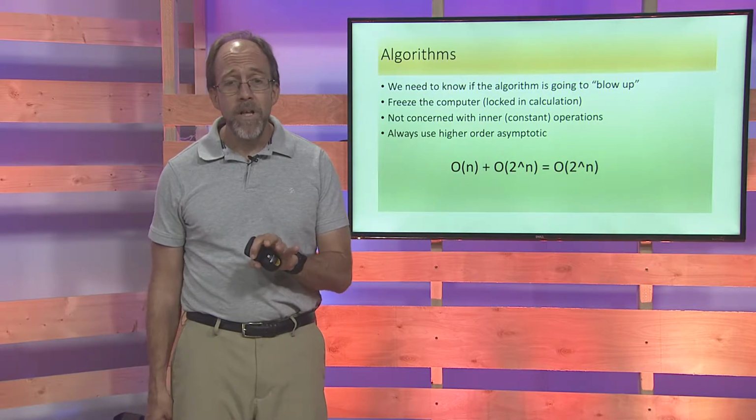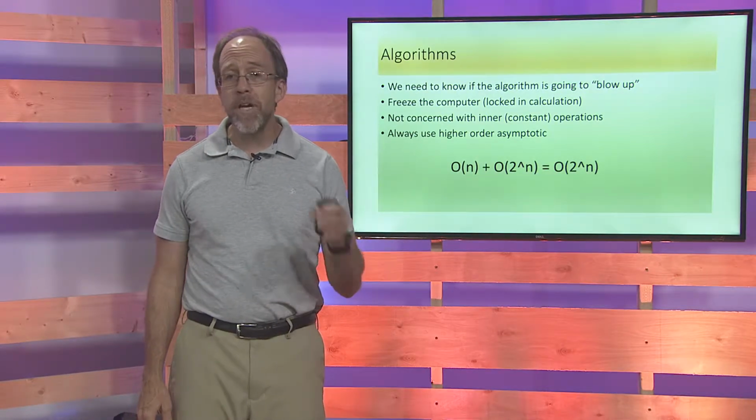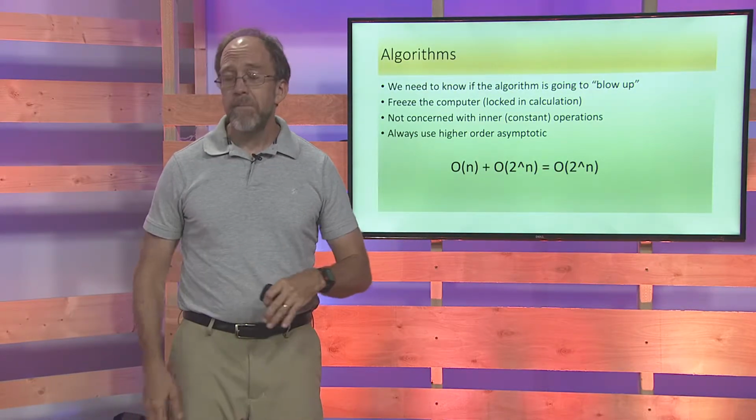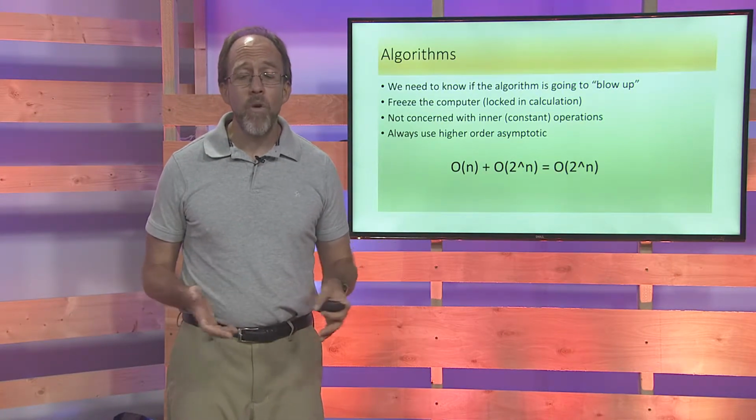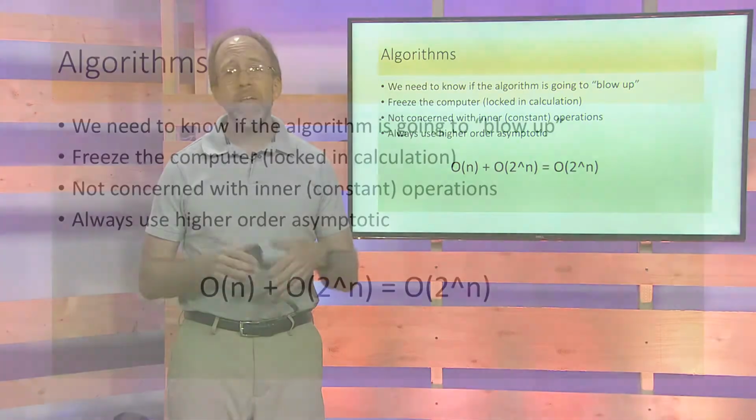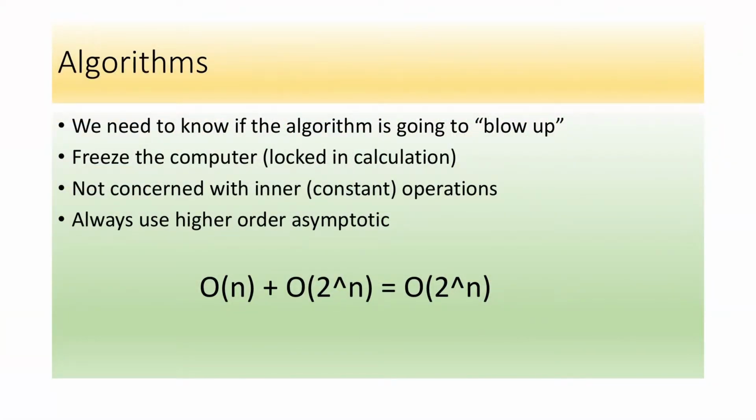So that is the bottom line. You need to know what's going to happen. And what actually happens when you run an algorithm that may be O of 2 to the n, and you put a number that's too large in there, the computer can literally freeze. You don't know what's going on. And that's why we don't care about those other things, those constants. We're looking for the highest order asymptotic value.